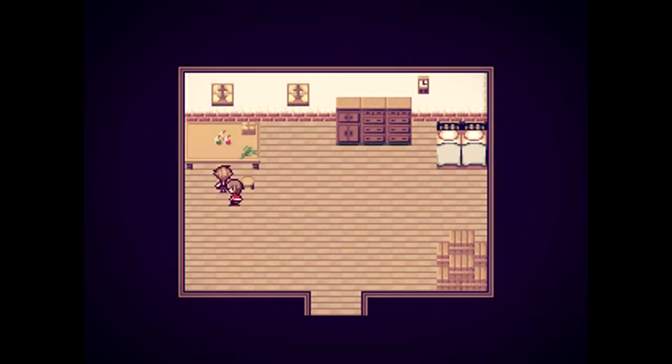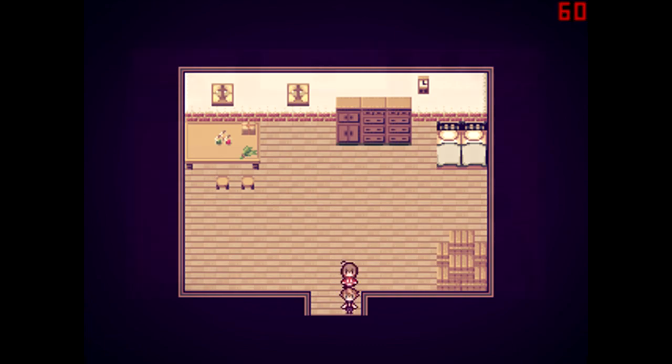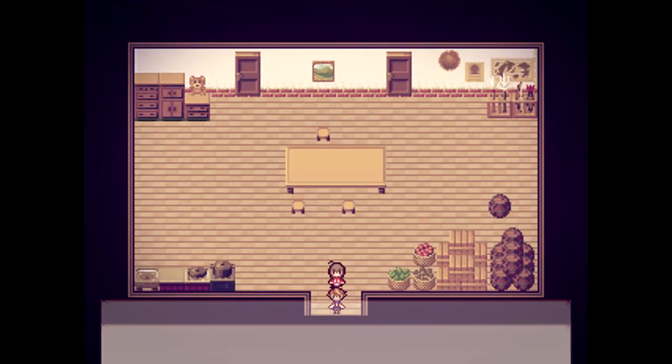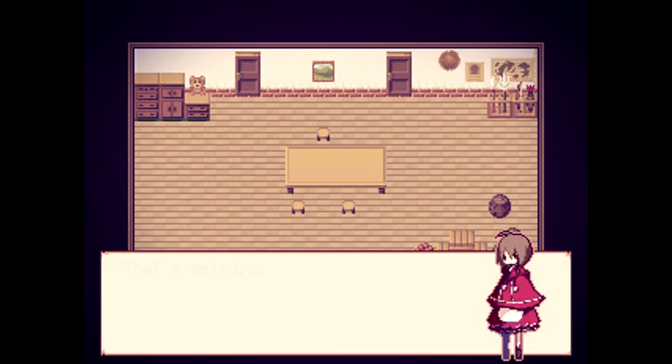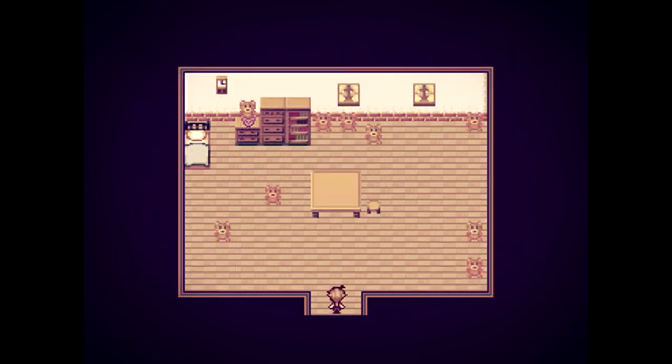What we got here? Small bottles of medicine, nothing of note. Filled with ornaments. Might as well save. Got Chelsea with me now. It's locked. It won't open? That's weird. What should we do? I guess we'll just look around a little bit. We can go in here.